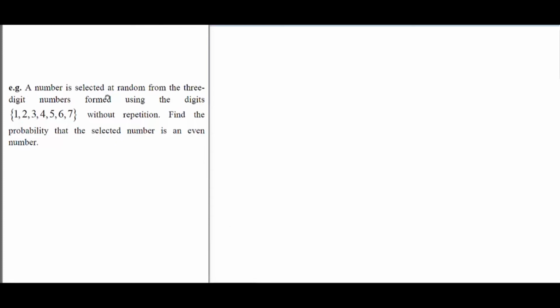Next example: a number is selected at random from the 3-digit numbers formed using the digits 1, 2, 3, 4, 5, 6 and 7 without repetition. It means from these 7 digits we can make any 3-digit number, but without repetition. Find the probability that the selected number is an even number.